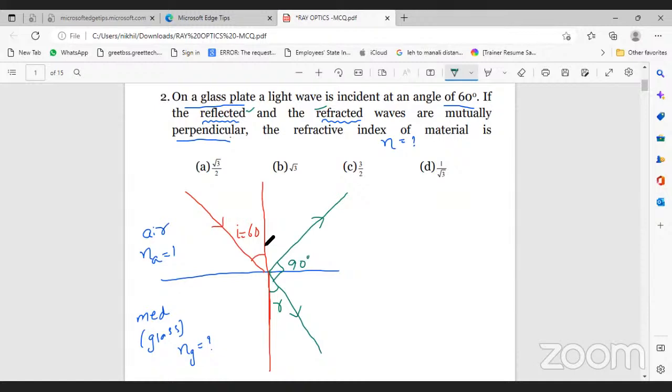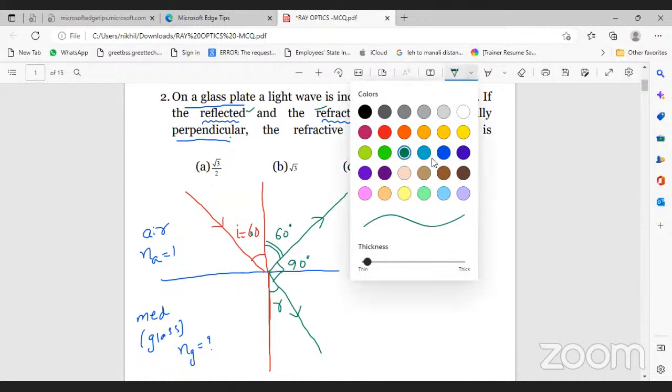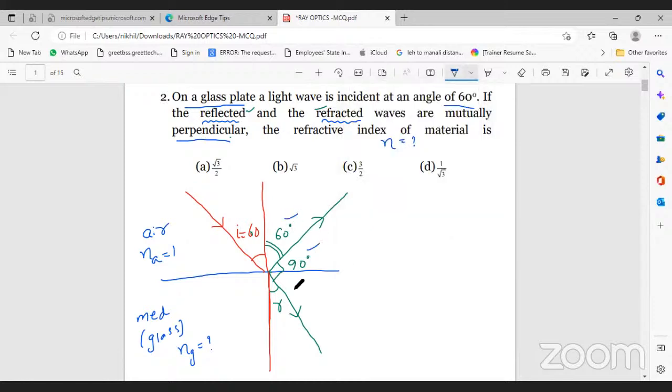You know that angle of incidence is equal to angle of reflection. So if this is 60 degrees, then definitely this should be equal to 60 degrees. Now, 60 plus 90 plus r is 180 degrees. Very good. Can you tell me what r is? 30 degrees, no?